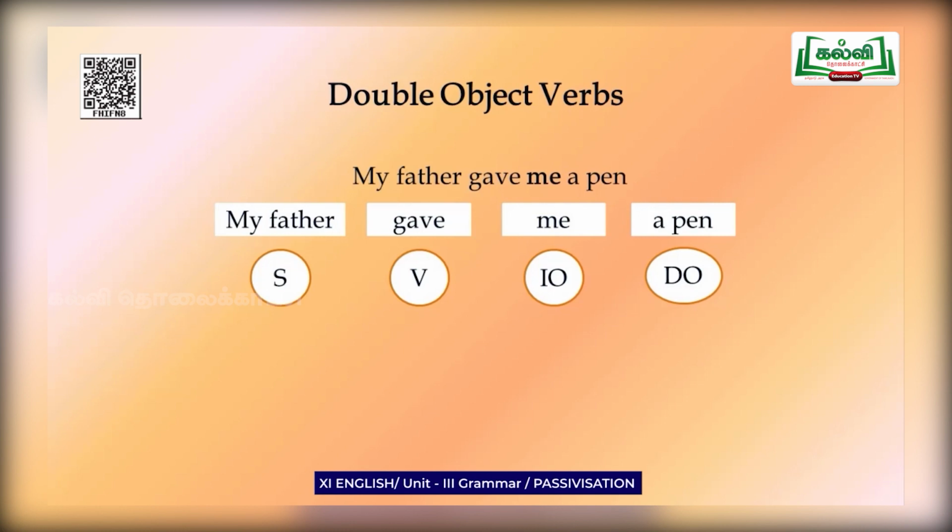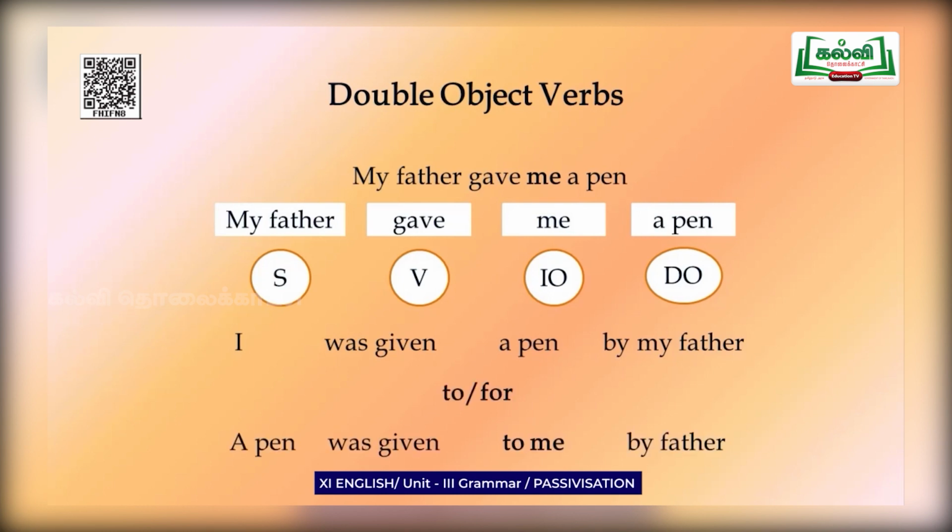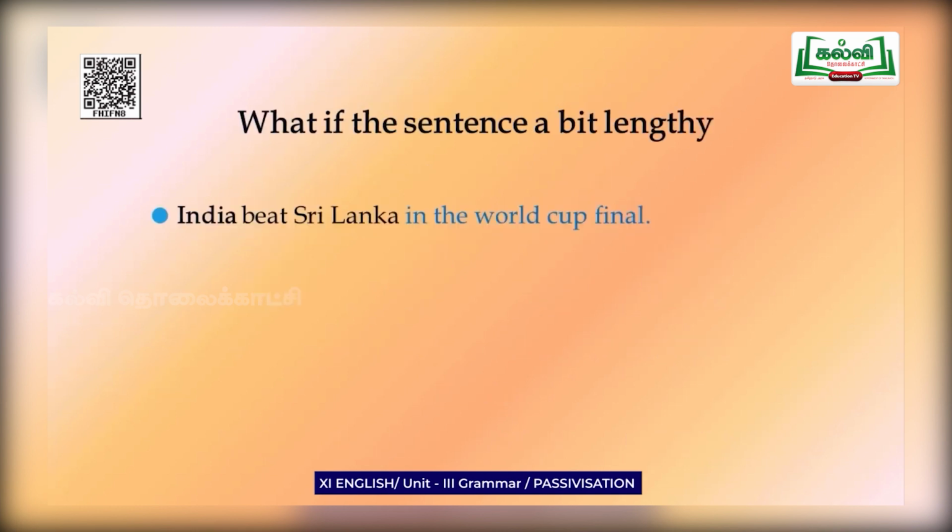Most of the time, a person is taken as the subject. Let's see how to change indirect object to subject. I was given a pen by my father. When you are going to change direct object in the active voice to subject in the passive voice, you have to add to or for before the person or indirect object in the sentence. A pen was given to me by my father.